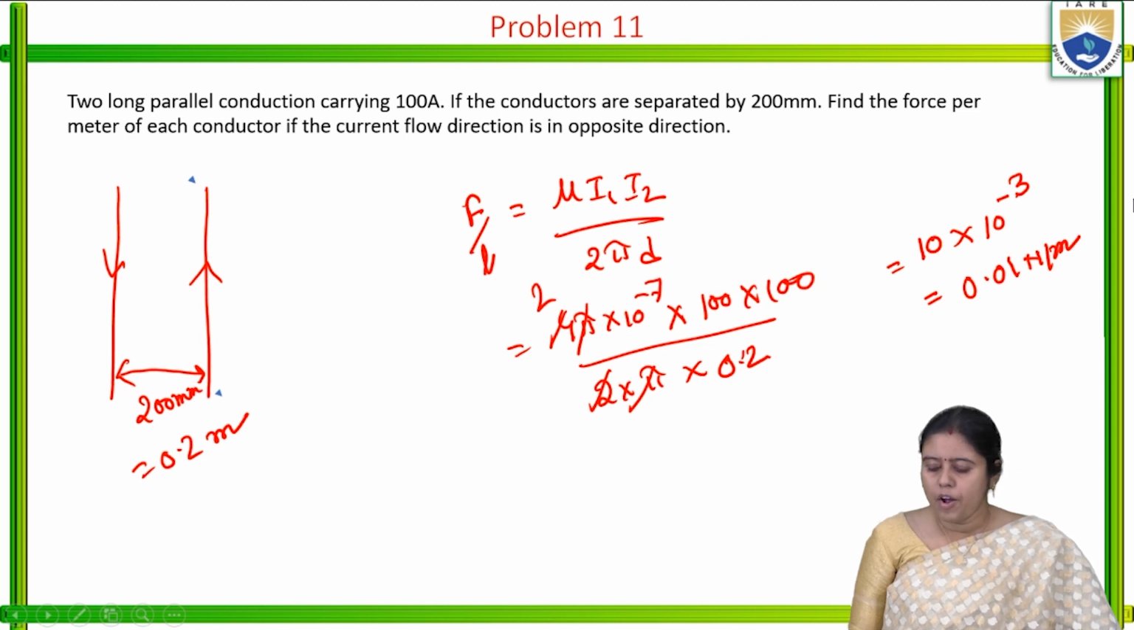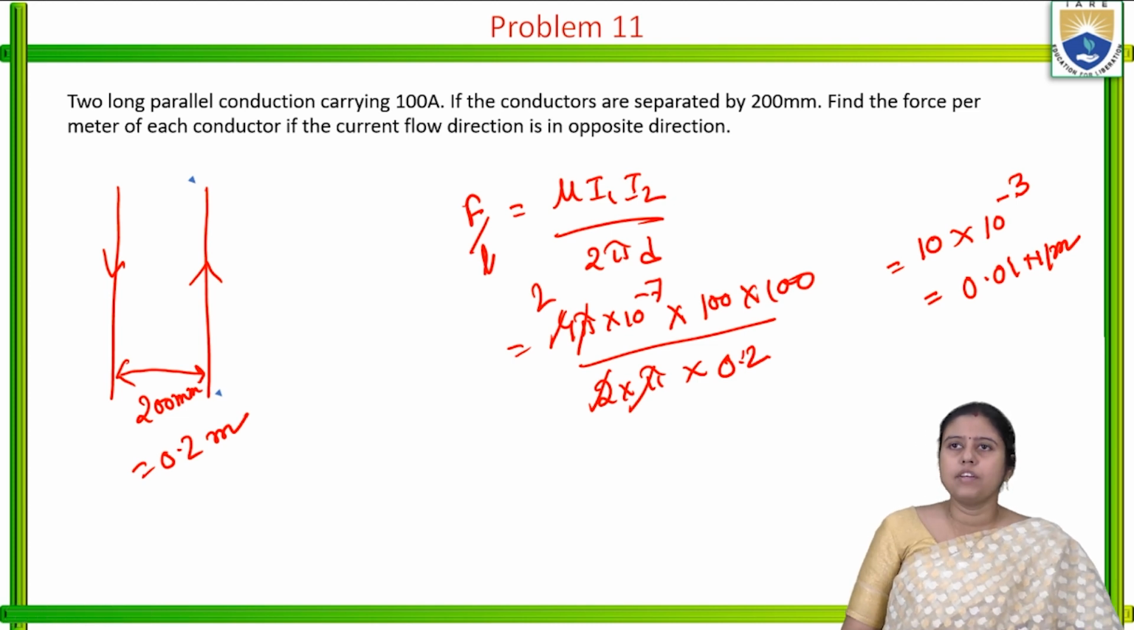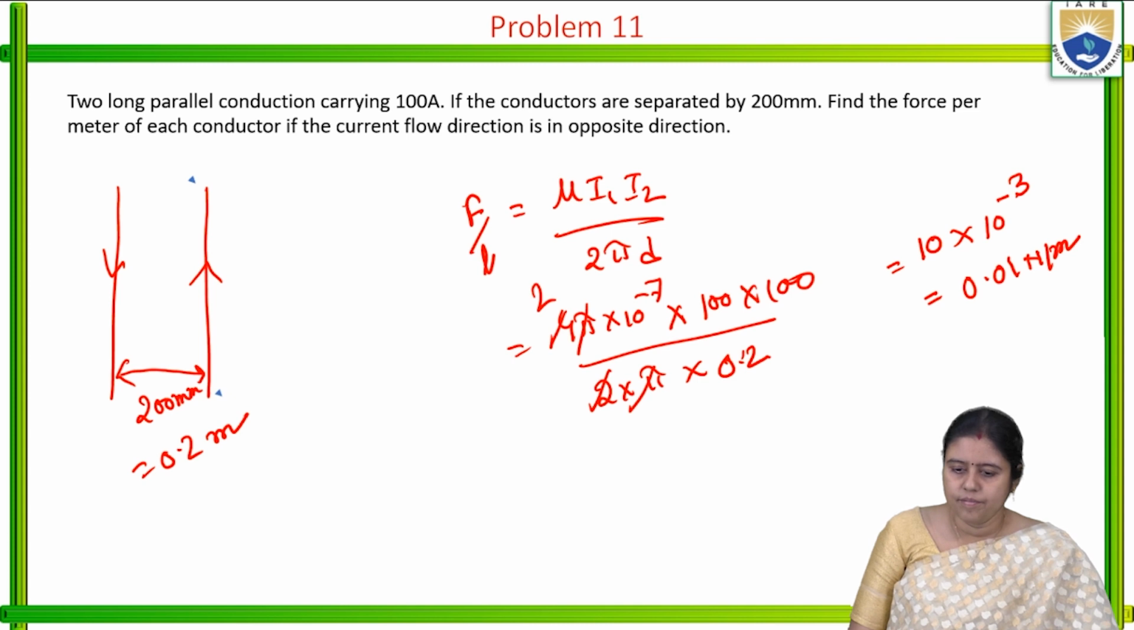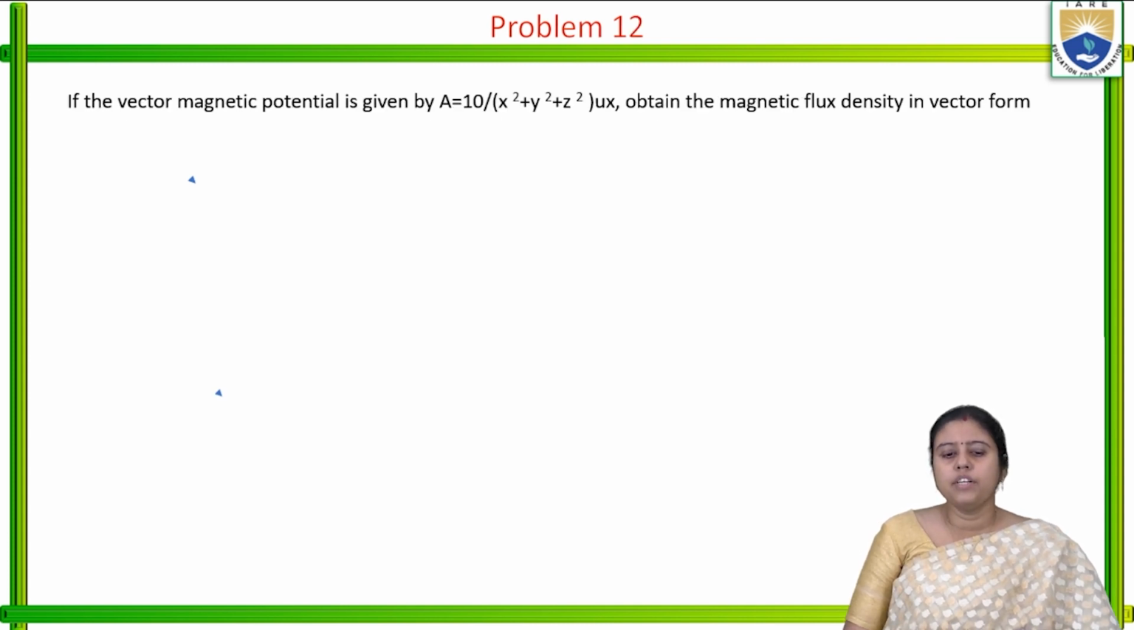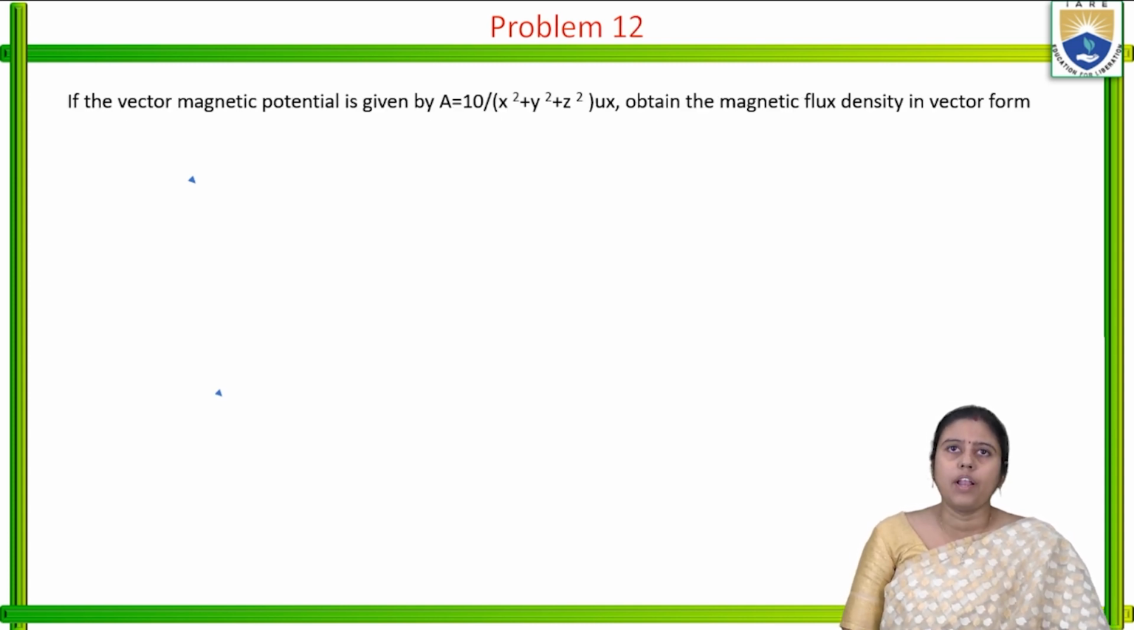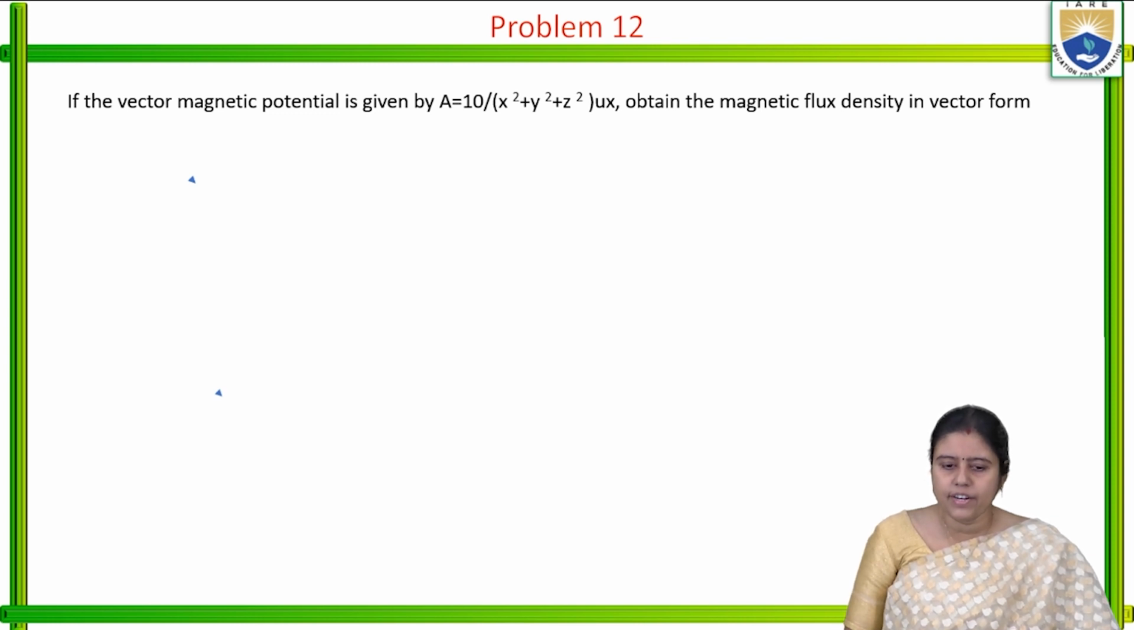So this is the problem number 11 and it was given in the last year. Next we will discuss problem 12. If the vector magnetic potential is given as A = 10 / (x square plus y square plus z square) ux, obtain the magnetic flux density in the vector form.